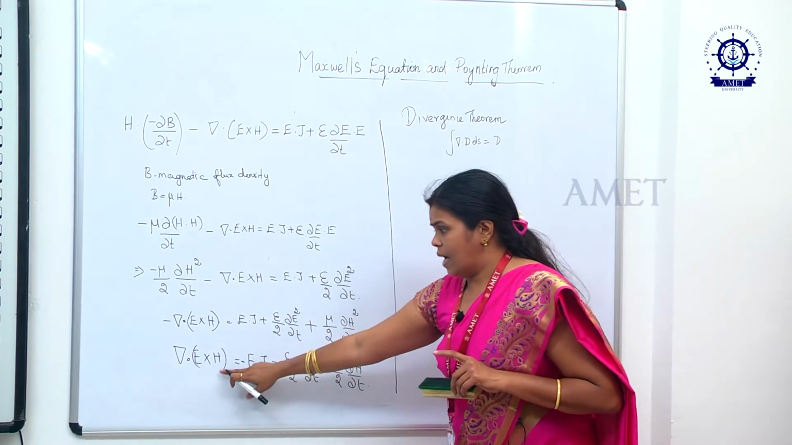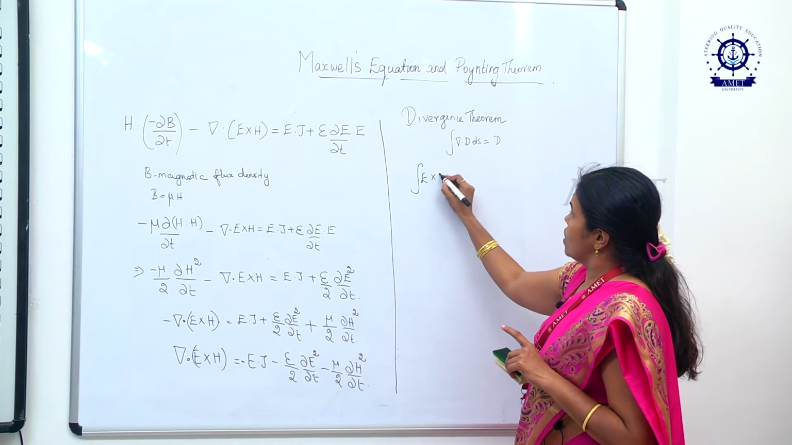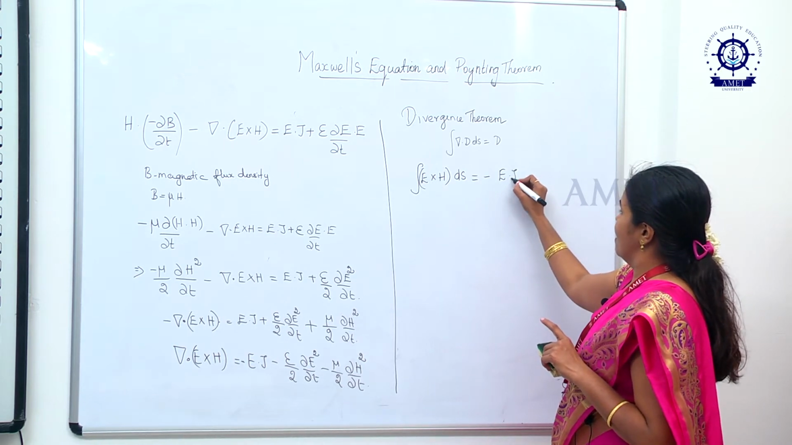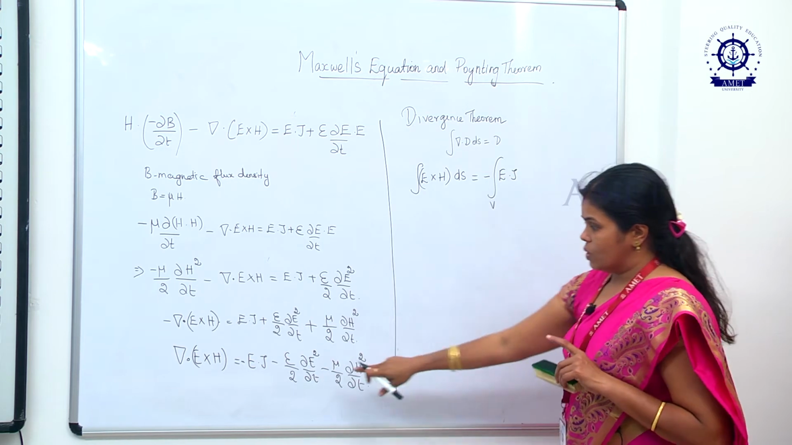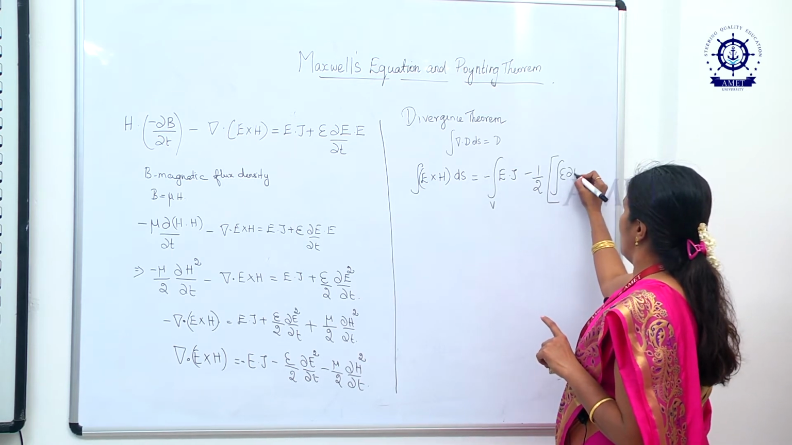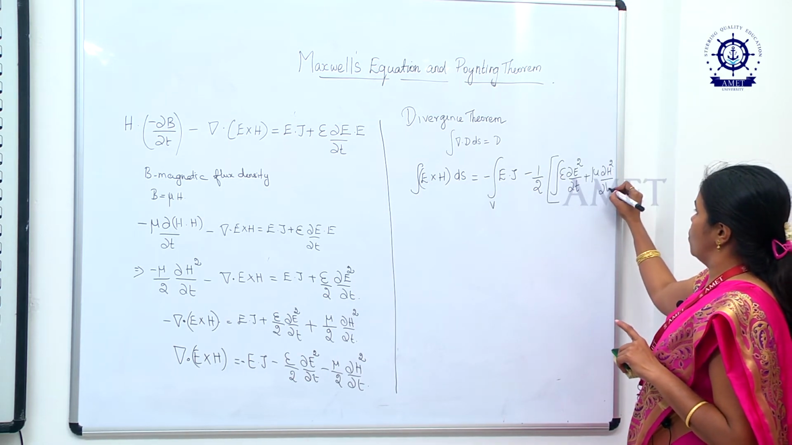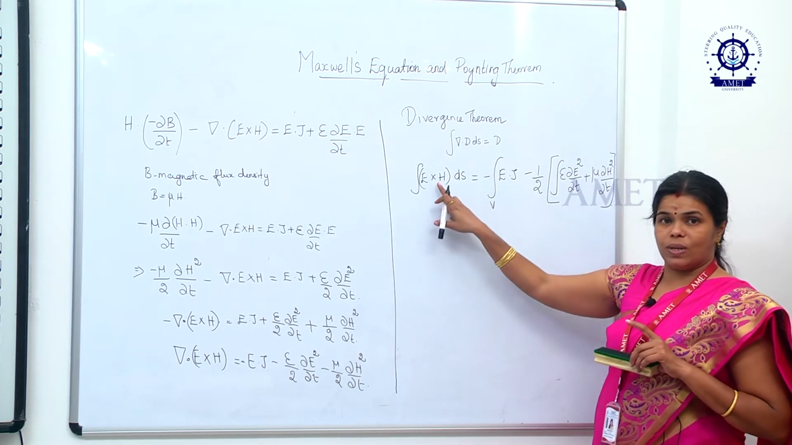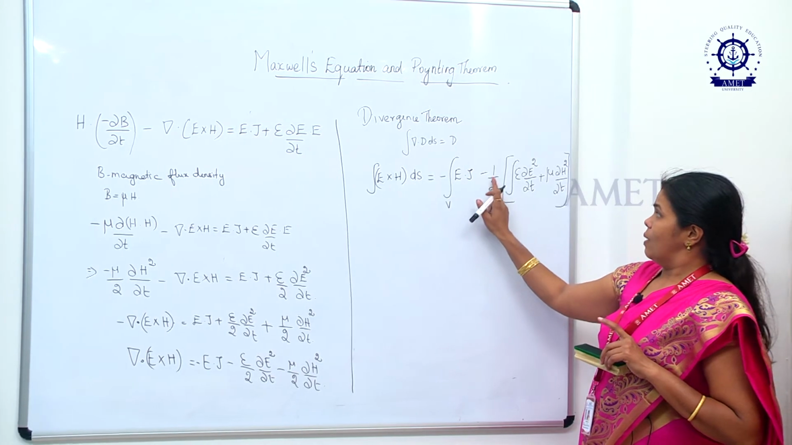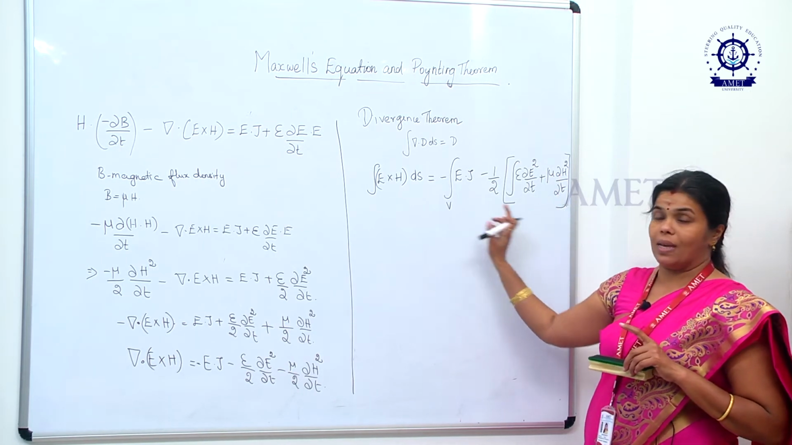Using this, the same equation can be written as the integral of E cross H into ds, which is equal to minus E dot J. All the terms will be in terms of volume, so minus 1 by 2 into the integral of epsilon dou E square divided by dou T plus mu dou H square divided by dou T. So this is the final expression for the Poynting theorem: the integral of E cross H dot ds is equal to the integral of minus E dot J minus 1 by 2 into the integral of epsilon dou E square divided by dou T plus mu dou H square divided by dou T. This is the Poynting theorem.